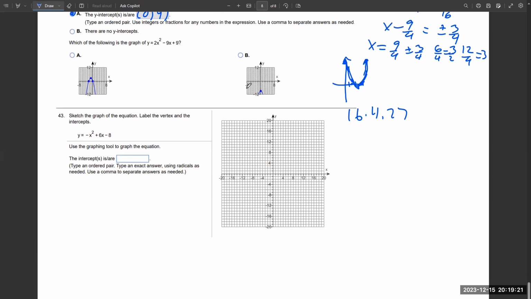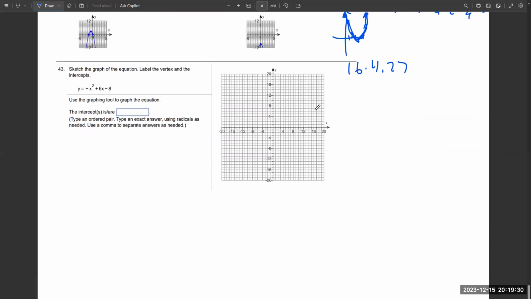But you should get an A, B, C, and D in your MyLabs for this type of problem so that you can choose the correct graph. It's not going to make you graph that particular problem unless it gives you graph paper like this, and then you would have the graphing utility.